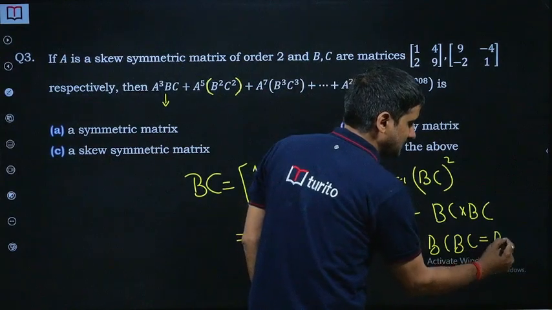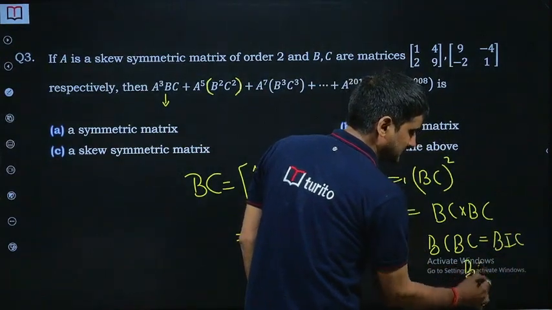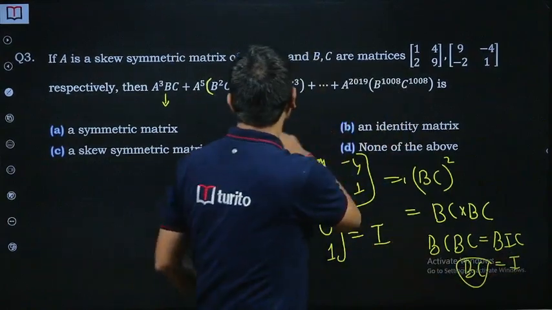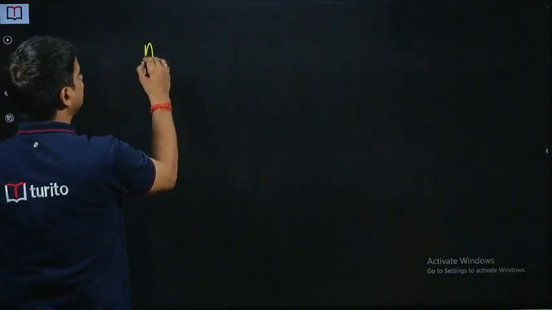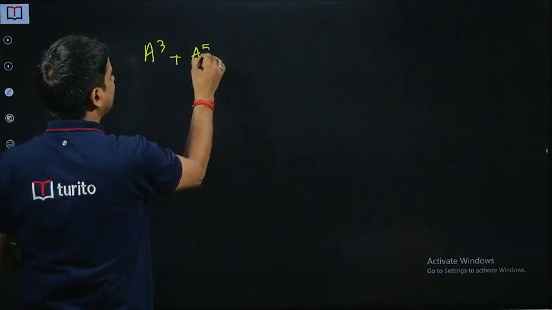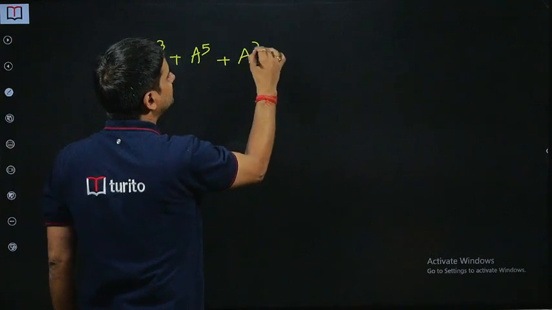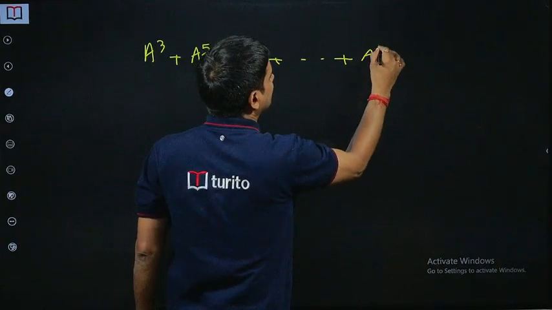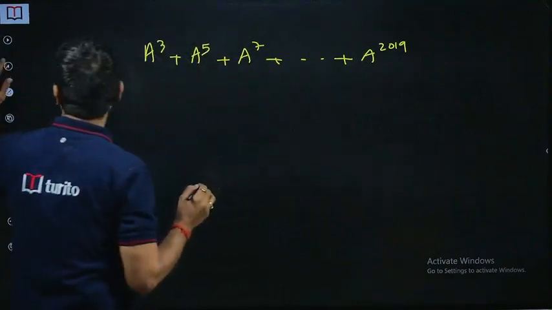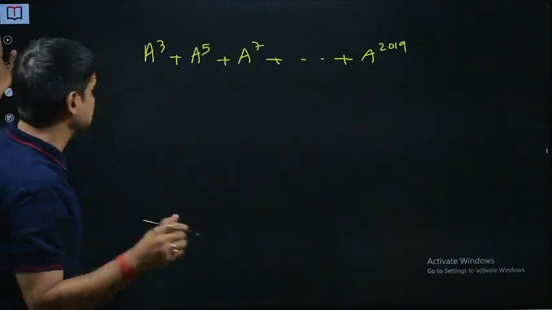So this is BIC, and again this is BC, which is I. Okay, so that means this is nothing but A cube plus A raised to the power 5 plus A raised to the power 7 till A raised to the power 2019. That's it. Now we have to check, since A is a skew symmetric matrix.